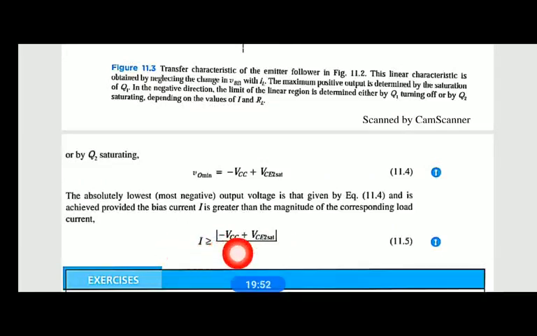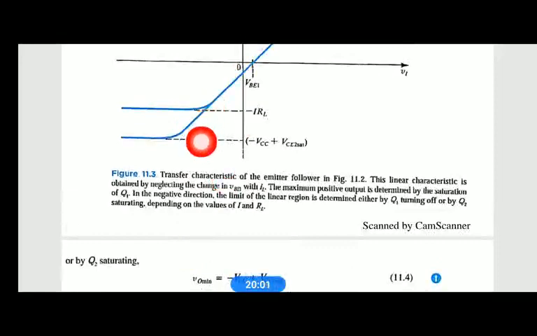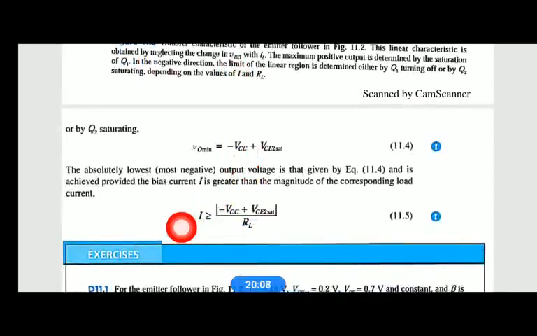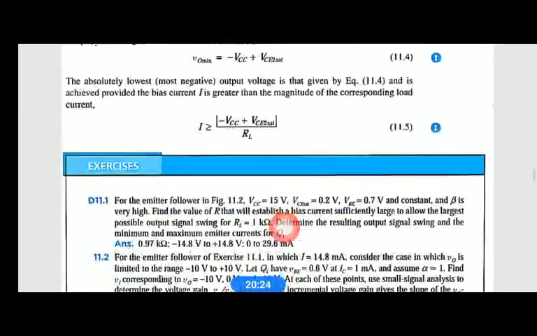Here you can see I into RL should be greater than or equal to this. If you take RL to this side, we can say that the maximum current should be greater than or equal to minus VCC plus VCE sat divided by RL.